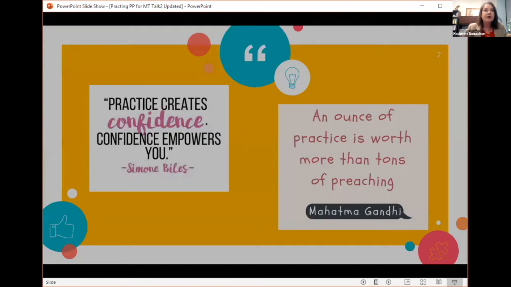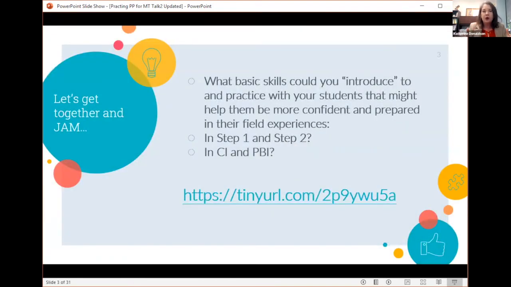So that being said, here's the question that we were asking ourselves. And I'm going to have you play with this question with me, to get our brains warmed up. What basic skills, or maybe non-basic skills too, could you introduce and practice with your students that might help them be more confident and prepared in their field experiences?